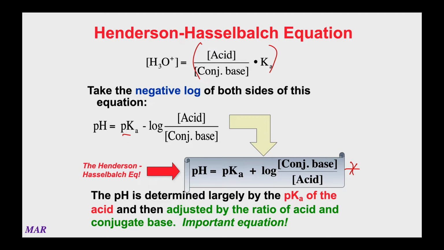If you need your solution to be a little bit more basic, you add a little extra base. If you need it to be a little bit more acidic, you add a little bit more acid relative to base. This is going to be an equation we're going to look at a lot in this chapter. I'll let you know, I'm known as the HH equation guy on the Mount Hood campus. I kind of babble about it a lot.